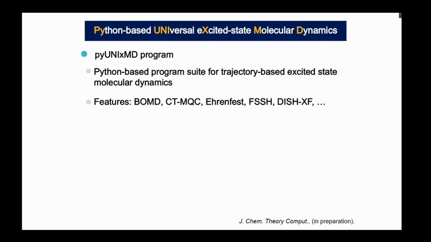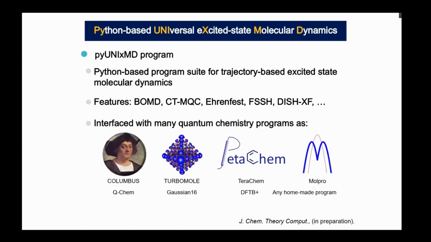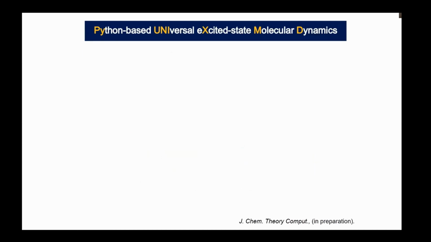We can actually handle Born-Oppenheimer molecular dynamics, the coupled trajectory mixed quantum classical algorithm as described previously, Tully's fewest-switches surface hopping, and decoherence induced surface hopping based on the exact factorization, and so on. We have many interfaces with many quantum chemistry programs. This is not public yet, but will be public soon via GitHub, and the expected date is the end of this year.